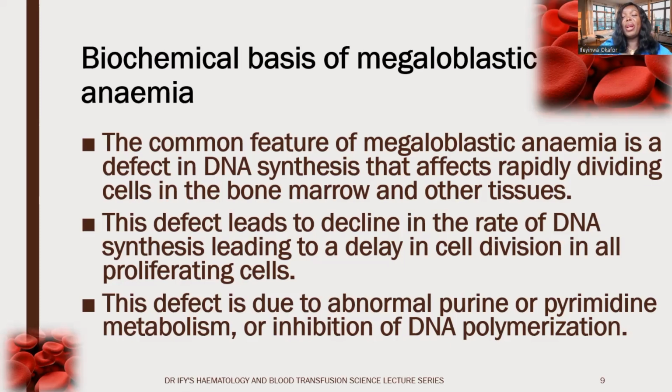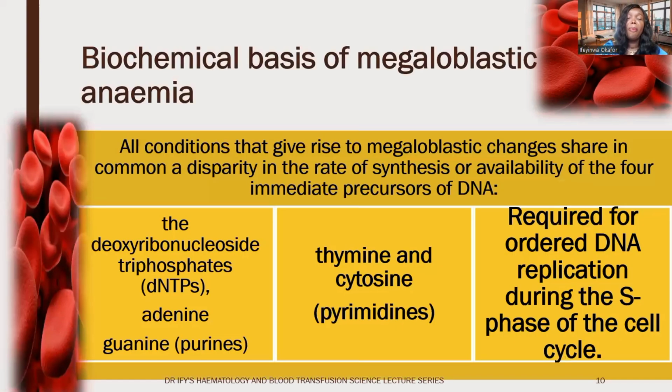When this tetrahydrofolate cannot be produced as a result of deficiency of folate or B12, it will lead to a delay in the synthesis of DNA, a decline in the rate at which DNA is being synthesized, leading to a delay in cell division in all proliferating cells in the body, both in bone marrow and other tissues of the system.